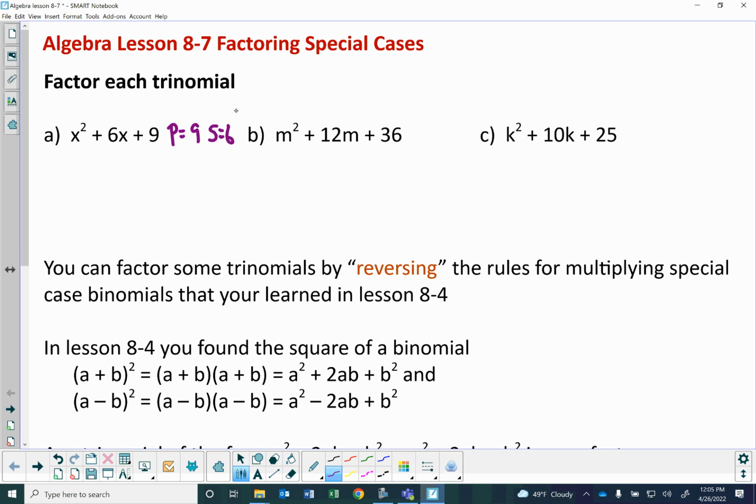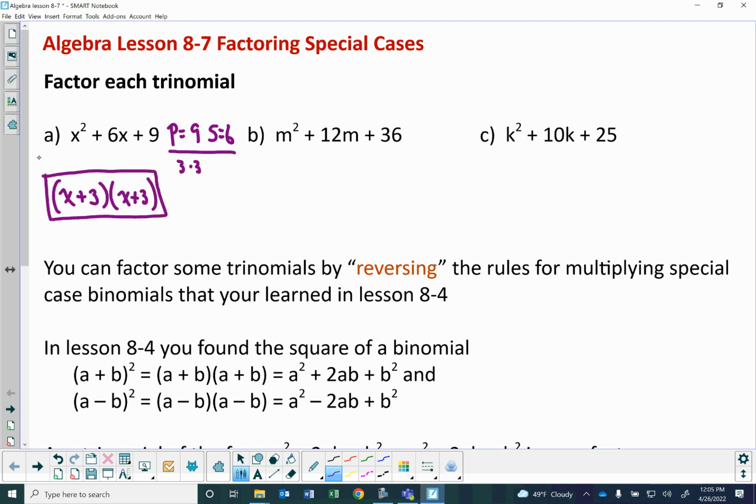So we need two numbers that multiply together to get 9 and add together to get 6. I know that happens to be 3 times 3, because 3 times 3 is 9 and 3 plus 3 is 6. So this would factor to x plus 3 times x plus 3.